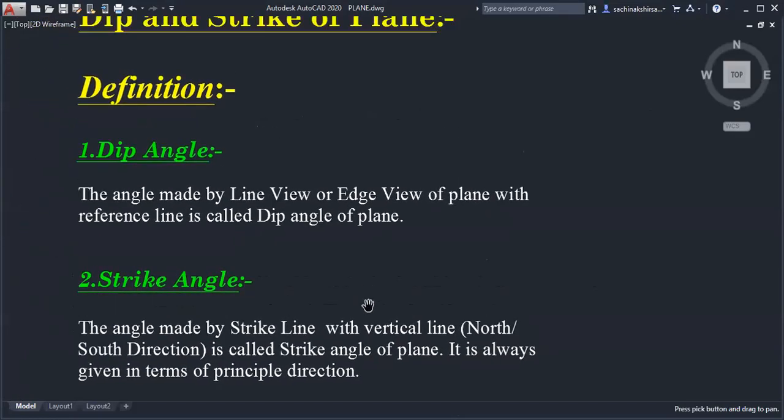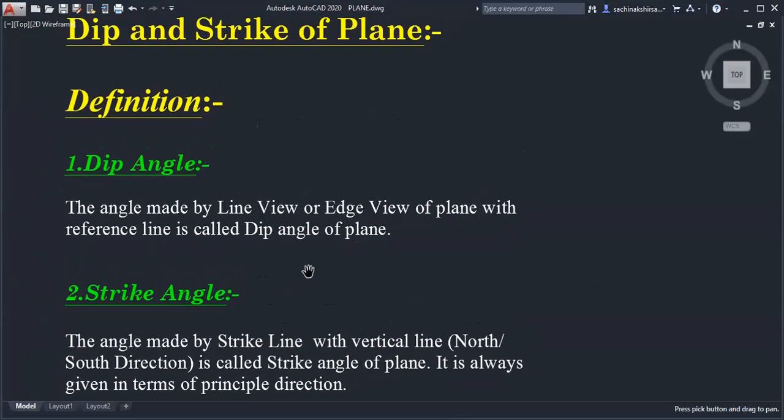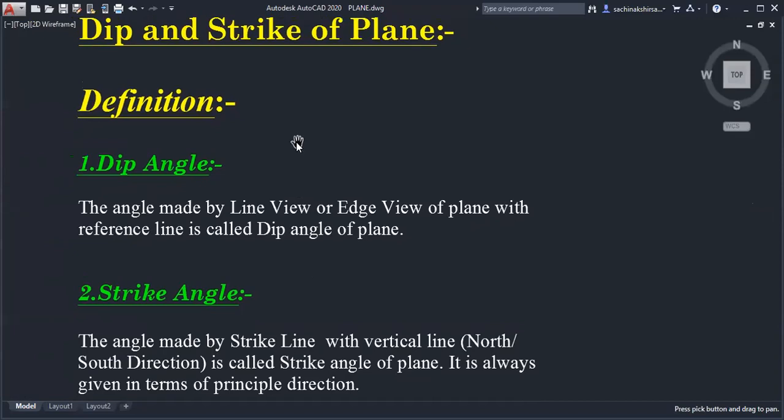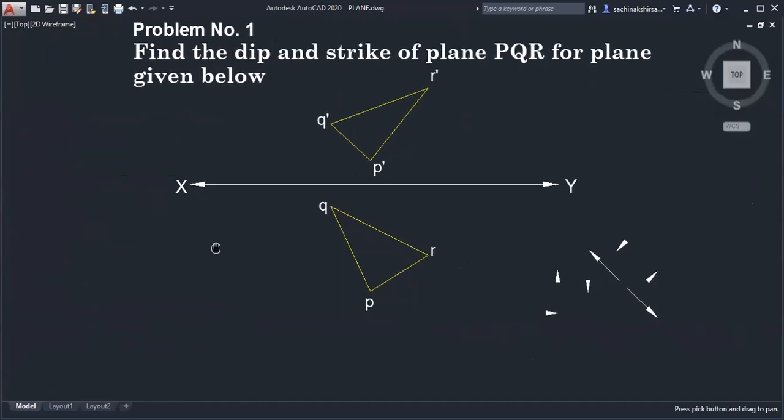You can take a screenshot for this. Dip and strike of plane. After this, we are going to see one problem. So what is dip angle and what is strike? Okay, shall we go for the problem? As a part of syllabus, we will see this. Shall we go? Yes, sir. Okay, first problem. Who will read this now?